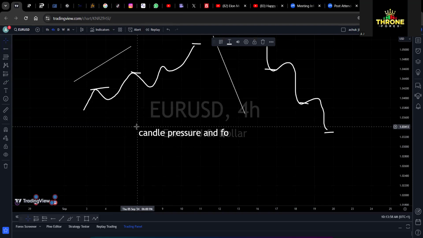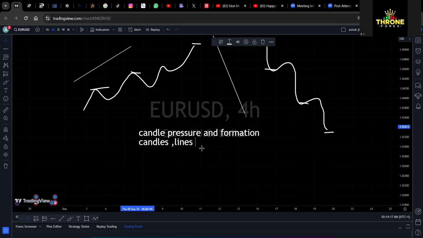and their formation. You can trade using either candles or lines, but most traders prefer the use of candles. In using candles, this is where you are introduced to the whole concept of the Japanese candlesticks. There's a whole book for it that you can search. But the most important thing I would like to share here is the candle pressure. The pressure in a candle determines whether that candle is going to be pushing price up or down.